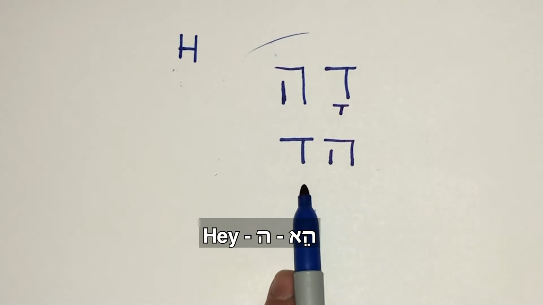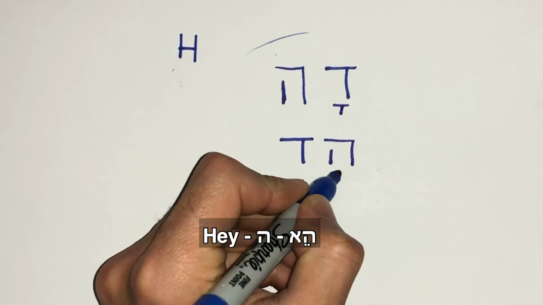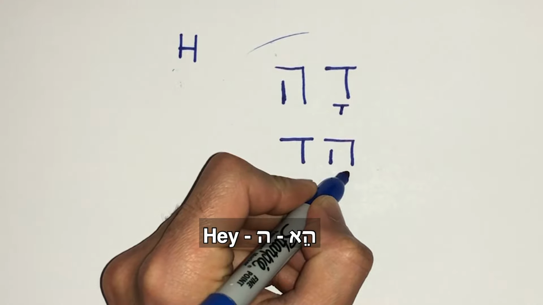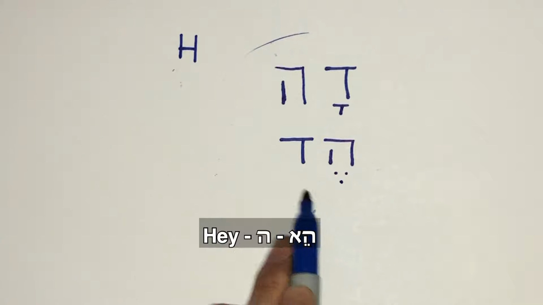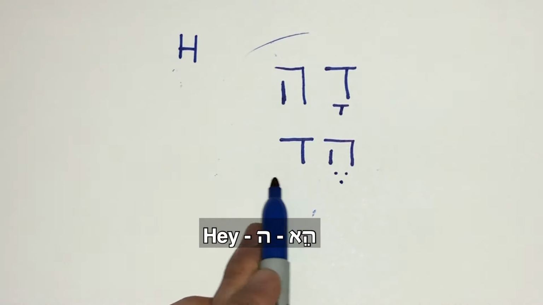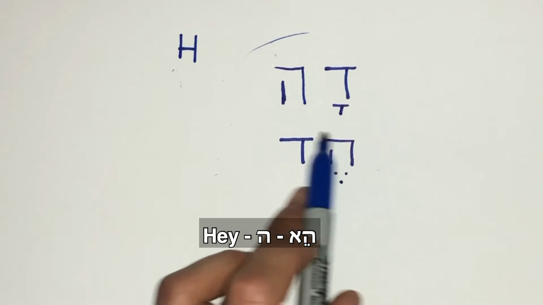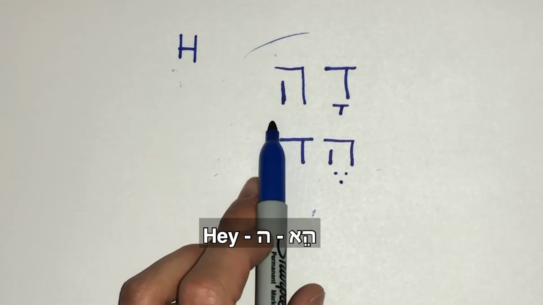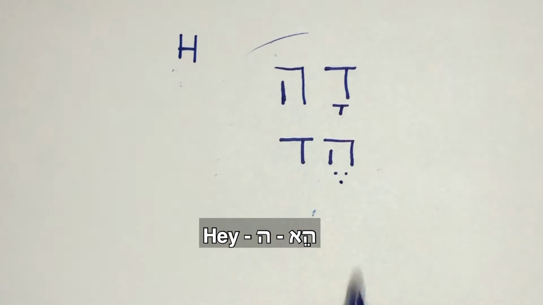And here, Head. So, as you can see, the vowels usually control how we say the word. They indicate the pronunciation. More about this later.